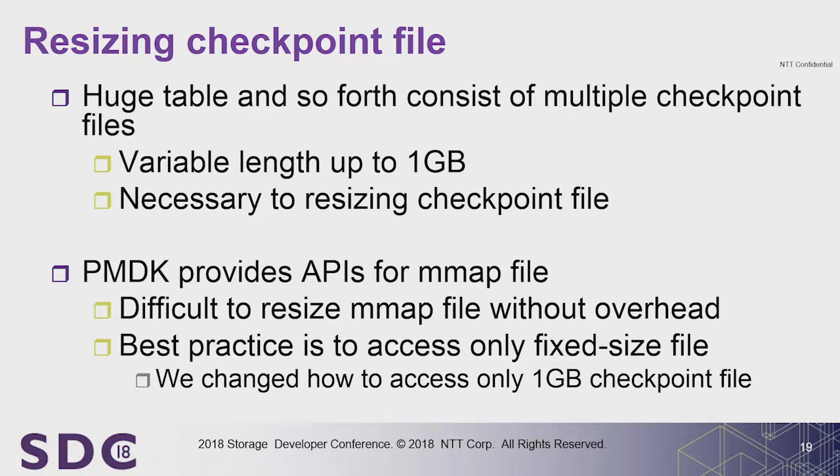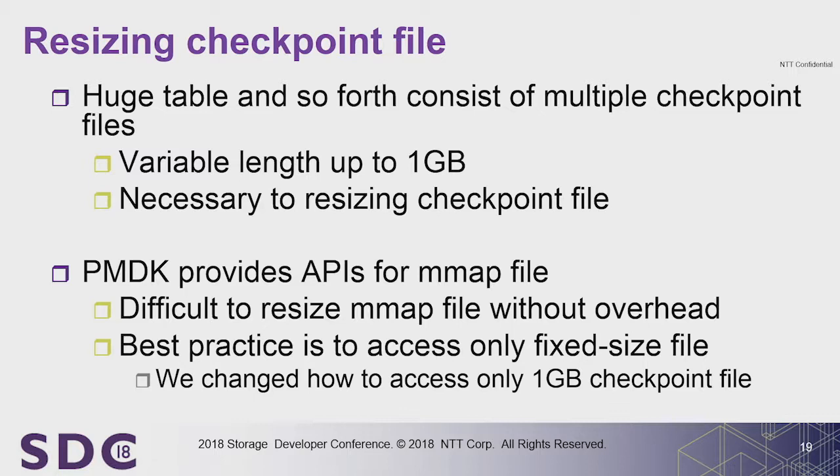Huge tables and so forth consist of large checkpoint files. The size of a checkpoint file is up to 1 gigabyte, so it's necessary to resize the checkpoint file. PMDK provides an API for memory mapped files, and it's difficult to resize a memory mapped file without overhead. I think the best practice is to access only fixed size files. So we changed how to access only 1 gigabyte checkpoint files. Then what is the overhead? It's to remap a file.